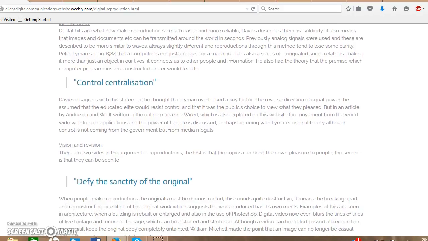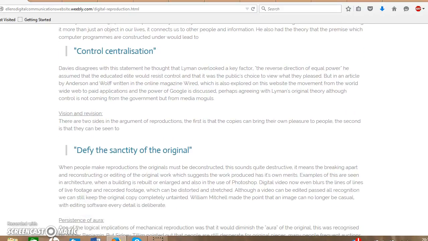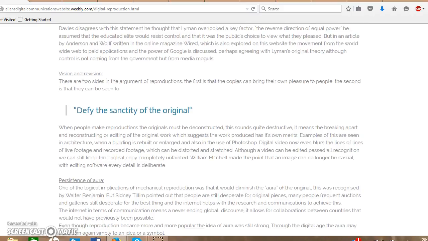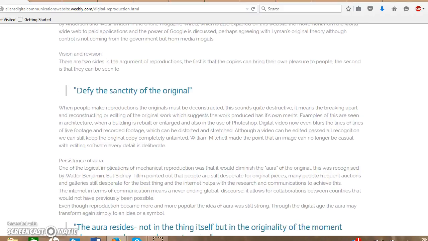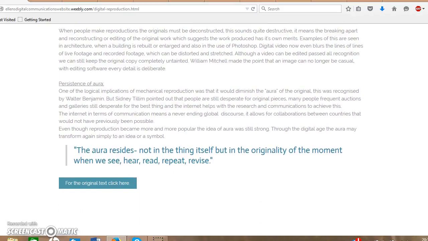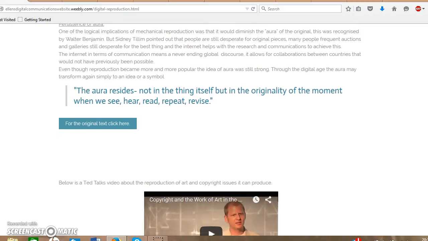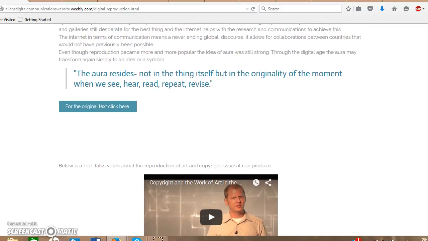I sectioned his work into the sections that he wrote in himself to split up the page a bit, and added quotes that stuck out to me when I was reading it in bold, so that they would also stick out to the audience of my website.